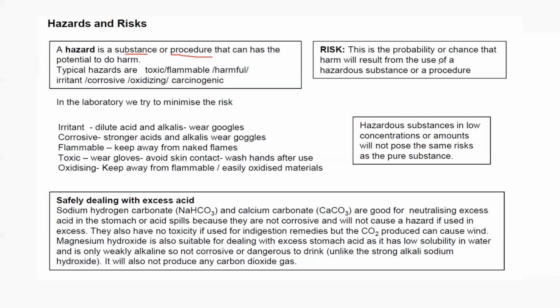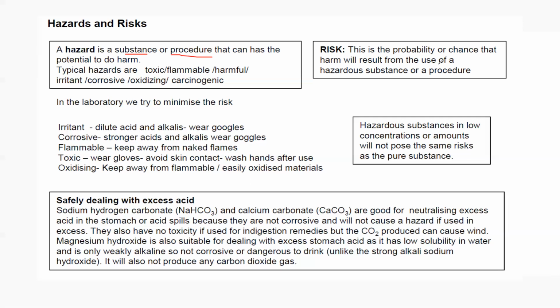For example, if we are doing fractional distillation of alcohol, what is the hazard here? Alcohols are flammable, they can catch fire. So you will say it's flammable. And what is the risk involved here? The risk is that it can cause a fire, as it is flammable, so it might burn the substance. So risk can be minimized, but hazards are there.